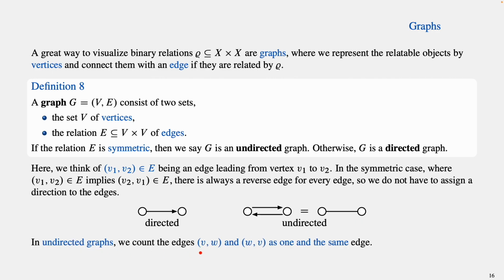So in undirected graphs, we count the two edges VW and WV as one and the same edge. So we don't count them as two edges, even though there are two elements that appear in the set of edges, but we just count them as one. And this is important to remember. It is often quite cumbersome to keep track of the distinction between directed and undirected graphs. And for undirected graphs, it seems quite unnatural to count every edge twice, just because they appear twice in the definition. And that's why we agree to count every pair of mutual reverse edges just once in undirected graphs.